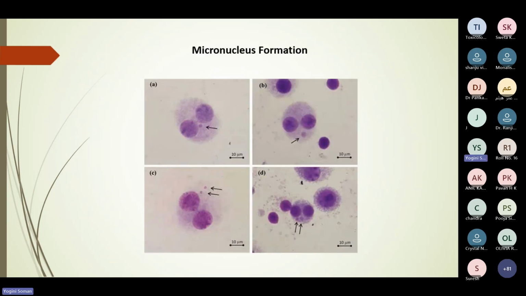So this is a diagram of micronucleus formation. You can see these are the binucleated cells, and there is a micronucleus inside.